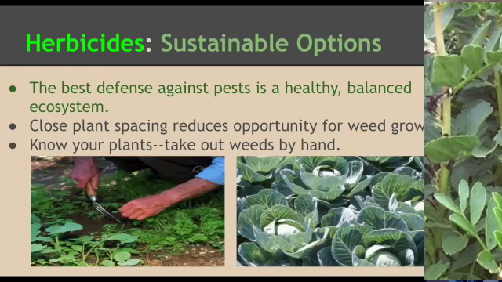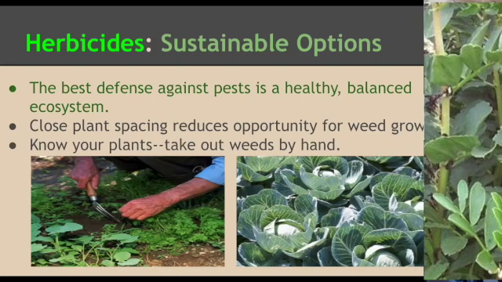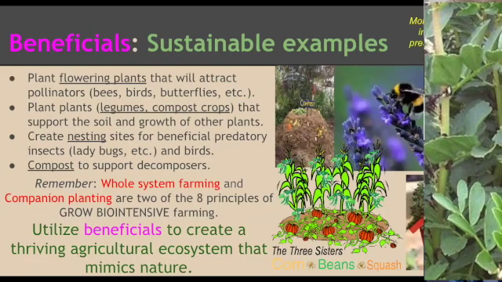Herbicides are another pesticide that we might want to apply in some systems, but it is not necessary, again, if you have a balanced, healthy ecosystem. And the other thing you can do is just weed. Weeding is somewhat labor intensive, but it's very effective. Another thing you can do is plant your plants really close together so they create a living mulch, and it's much harder for weeds to grow up in that situation.